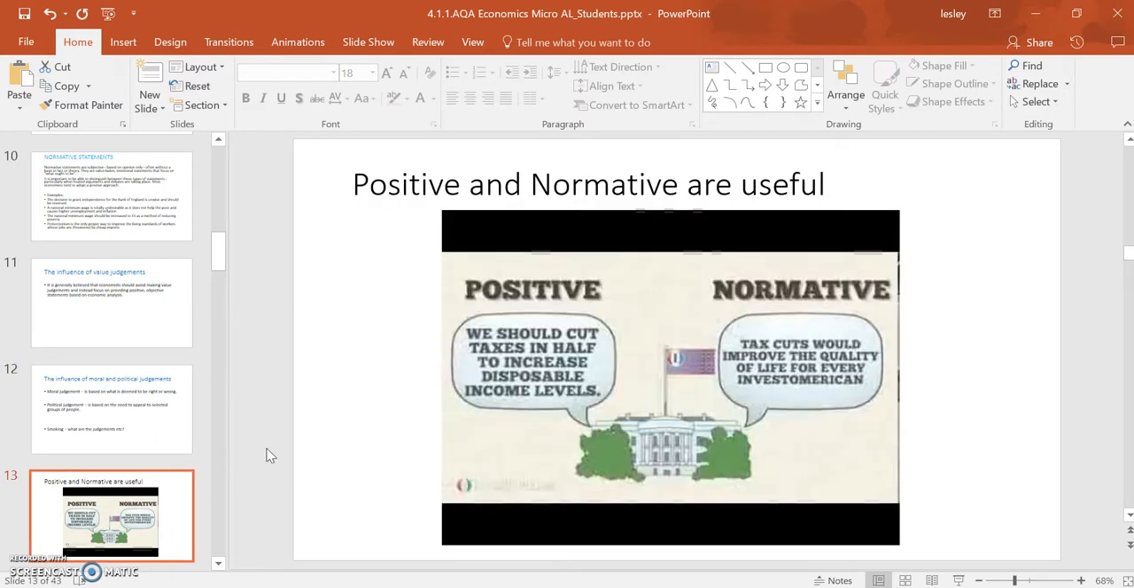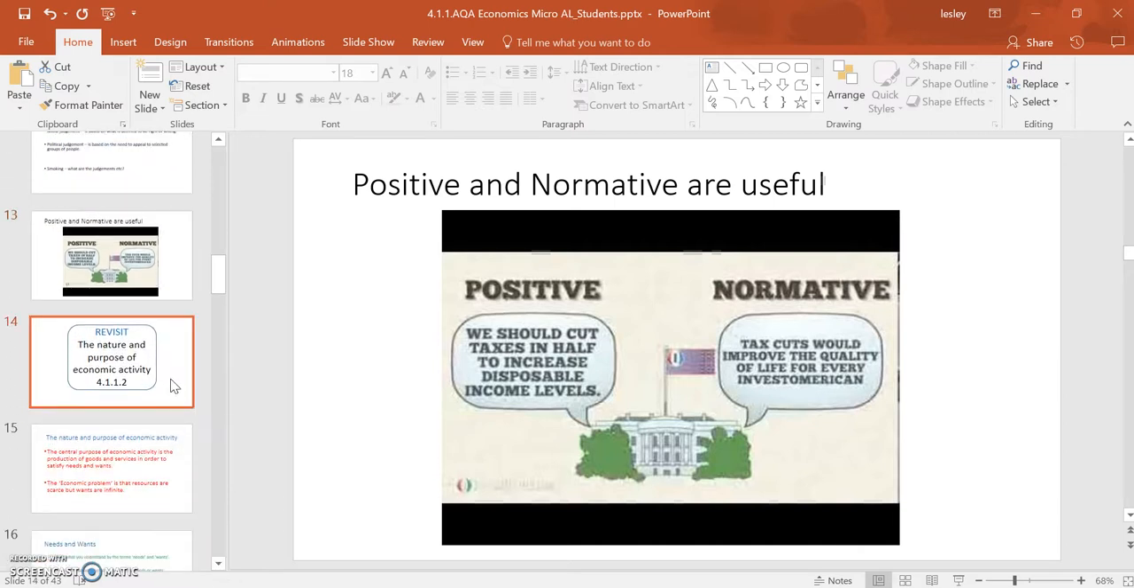And I like this video here because this shows how the use of both positive and normative statements is commonplace in legislation and in government policy, and also the reasons why they're used. It's very short. Check it out, and I think you'll be able to see why both types are important.